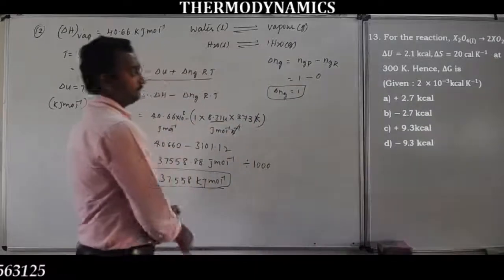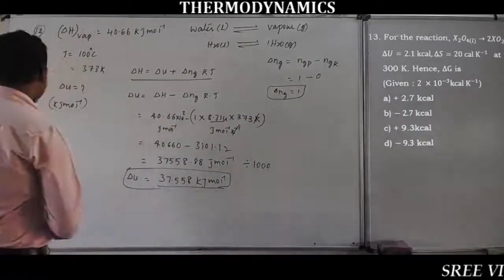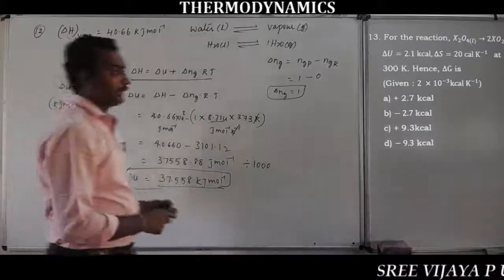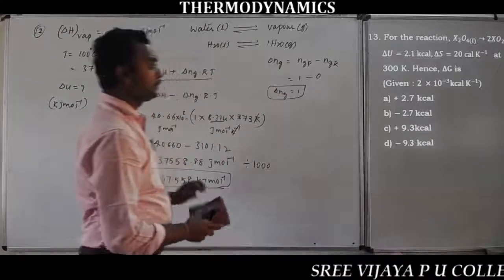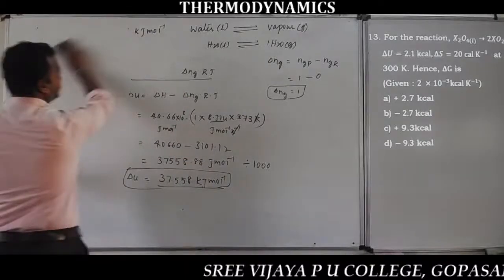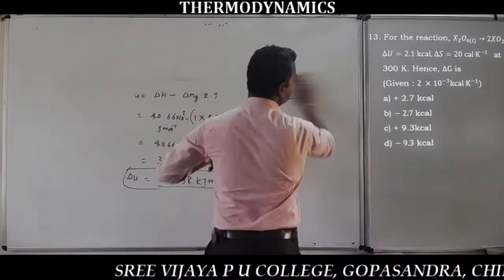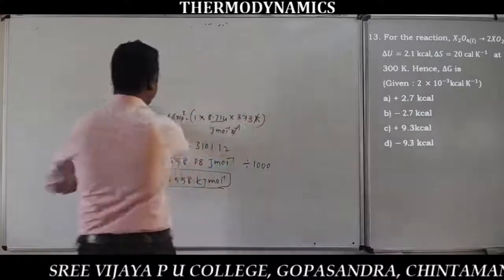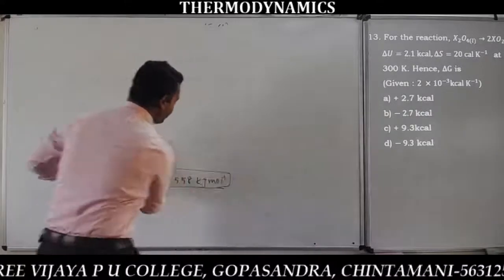For the reaction H2O4 liquid converted into 2NO2 gaseous, delta U is given, change in internal energy, and delta S is given at 300 Kelvin. What do you have to calculate? Delta G we have to calculate.